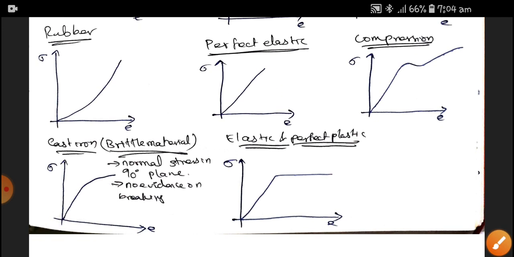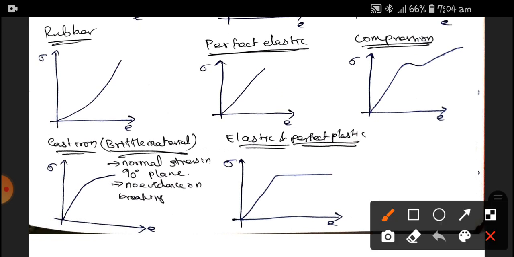Next is the cast iron material. We know that it is a brittle material. The normal stress here acts on the 90-degree plane. Therefore, there is no evidence before breaking. For brittle material, you have to understand that the yield point, the ultimate point and the breaking point are very close to each other at the end. Therefore, it won't show any evidence before fracture.